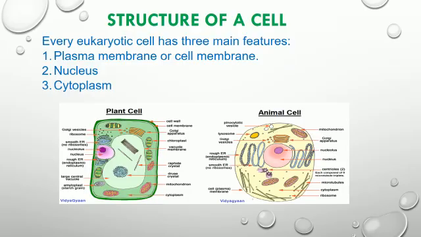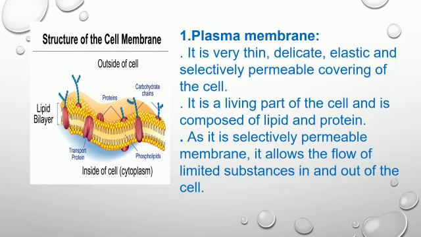Every eukaryotic cell has three main features: plasma membrane or cell membrane, nucleus and cytoplasm. Plasma membrane is a very thin, delicate, elastic and selectively permeable covering of the cell. It is a living part of the cell and is composed of lipid and protein. As it is a selectively permeable membrane, it allows the flow of limited substances in and out of the cell.